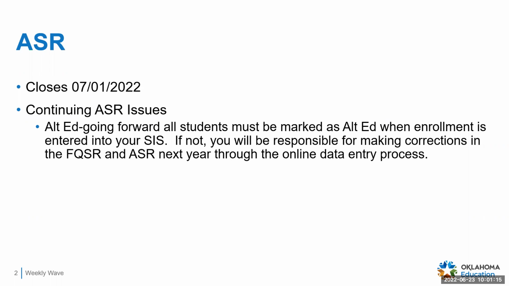Just to let you know, going forward in the next year, we need you to make sure that when you add or enroll alt ed students, they're marked alt ed when the enrollment is entered into your SIS. If not, then you're going to be responsible for making changes in the FQSR and ASR next year through the online data entry process. It's captured through a transactional data store, and so it looks at the changes, so you've got to put them in the day that you enter or enroll them. Please make a note of that and make sure that you're doing that next year.